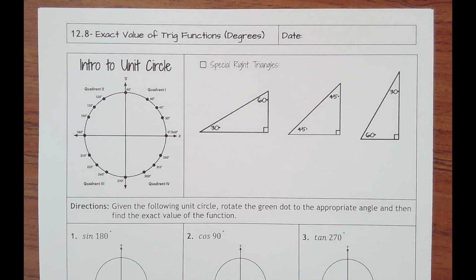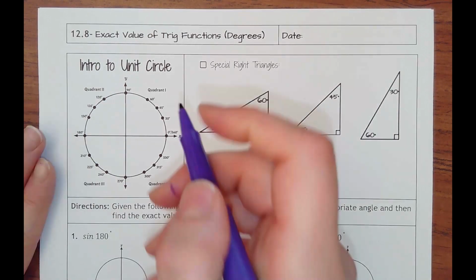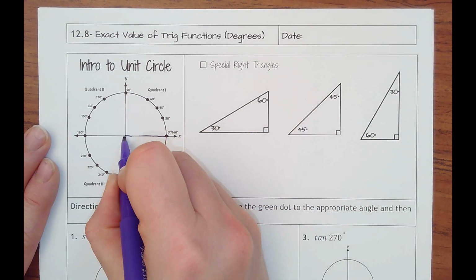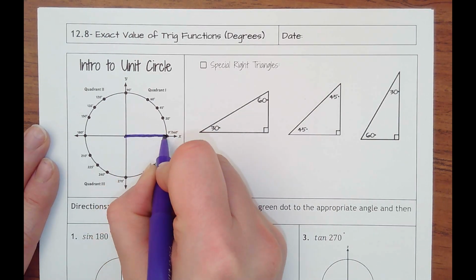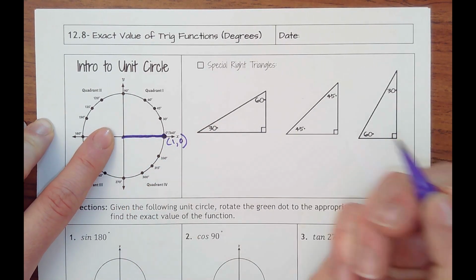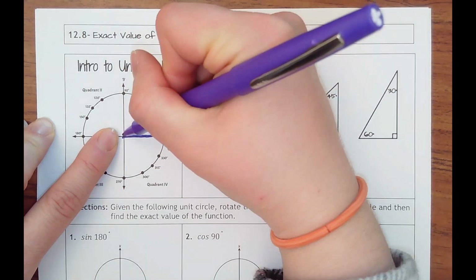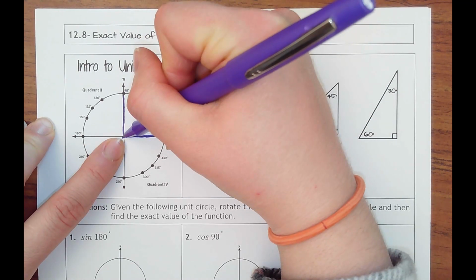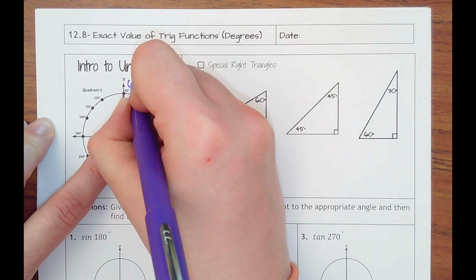Lesson 12.8 is finding the exact value of trig functions when they're in degrees. So this unit circle, talked about a little bit, is always going to have a radius of 1. And so this point right here would be the point you're going right 1, not up or down, so it'd be 1, 0. This point here would be not going right or left, but up 1, so it'd be 0, 1.